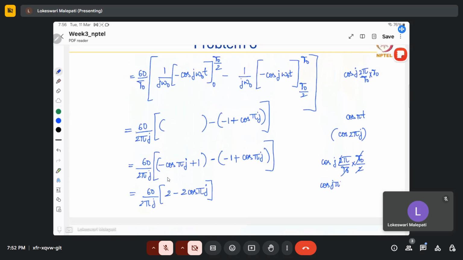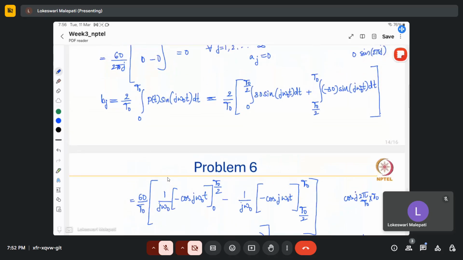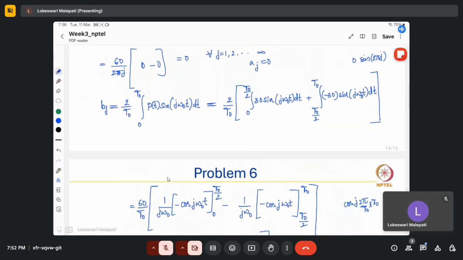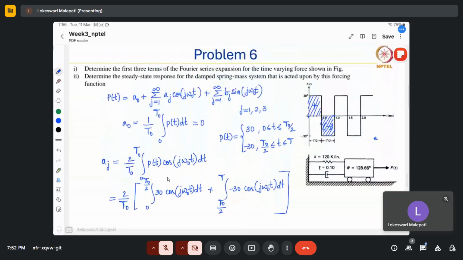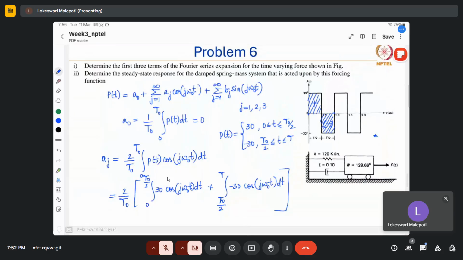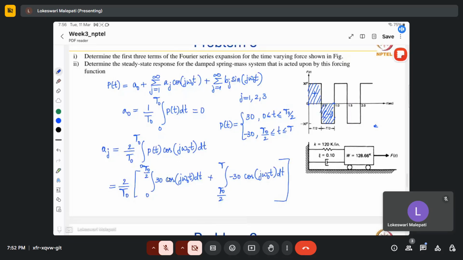So this is the basic substitution for p of t for evaluating the Fourier series terms up to a certain point. Are there any doubts in this? Okay, let's move on to the second part of this question.